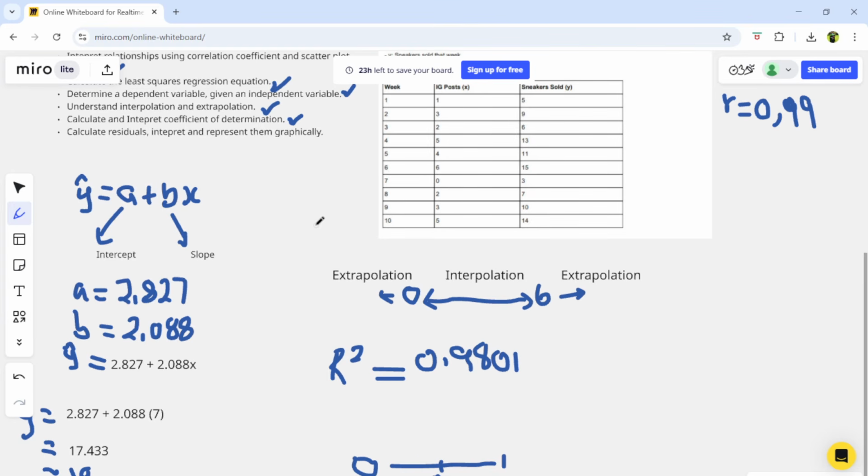And the last part of our study unit, part 1, is calculating residuals, interpreting the residuals and representing them graphically. Ne? Alright, so for this, they won't ask you guys to represent them graphically basically, but they can ask you to calculate a certain residual.